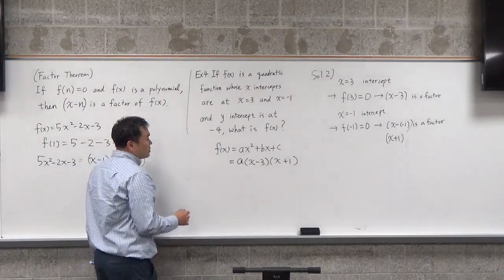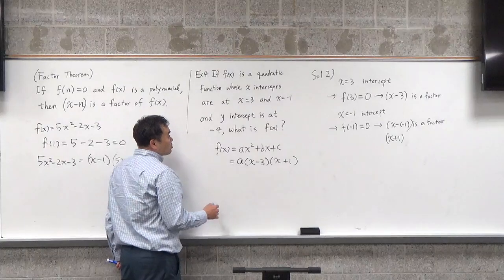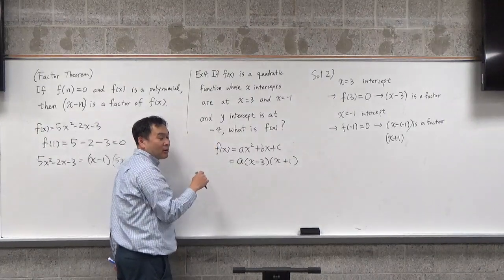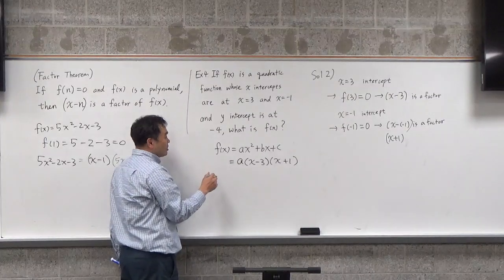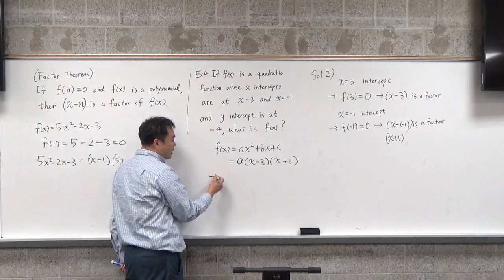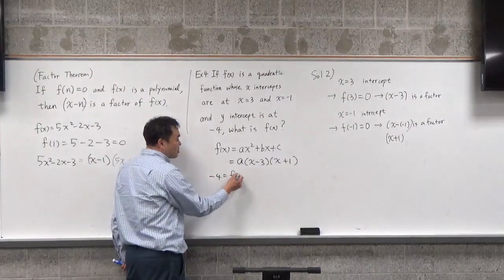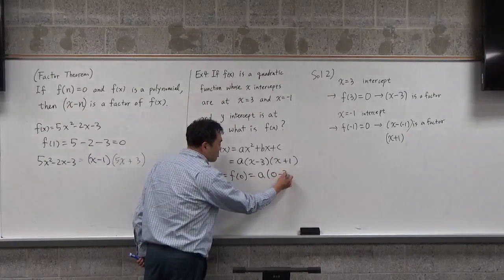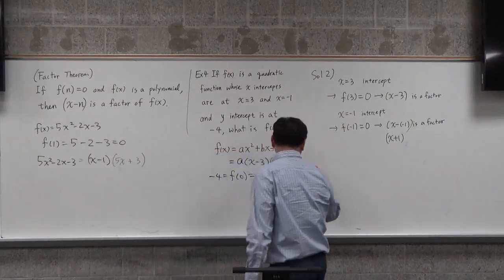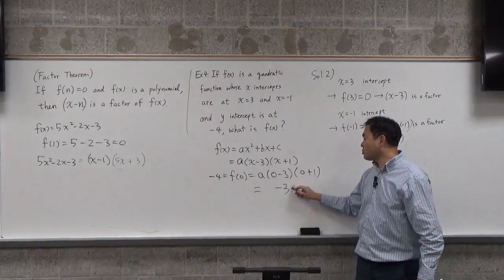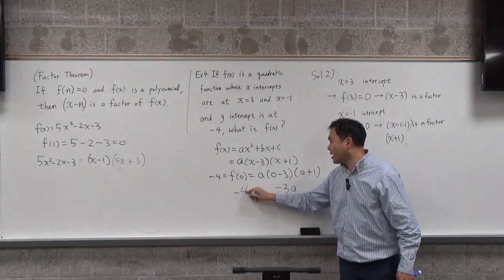All right. Now, it remains for us to know what the a value should be to get the negative 4 as the y-intercept. So what you say is negative 4 has to equal f of 0, which is a times 0 minus 3 times 0 plus 1. And that's going to be negative 3a on the right side, negative 4 on the left side.